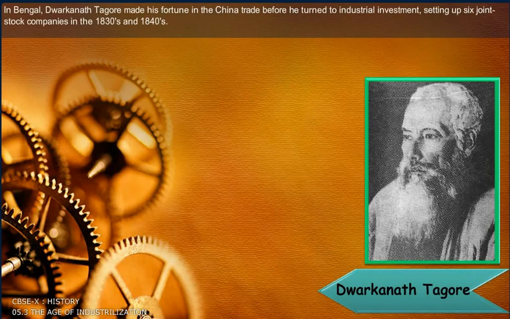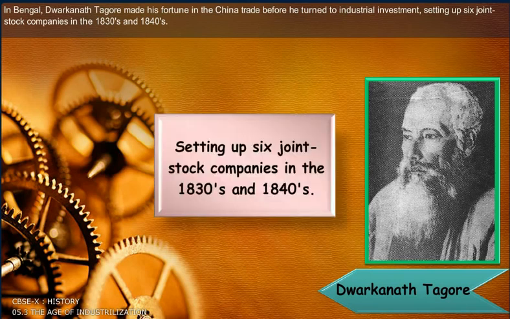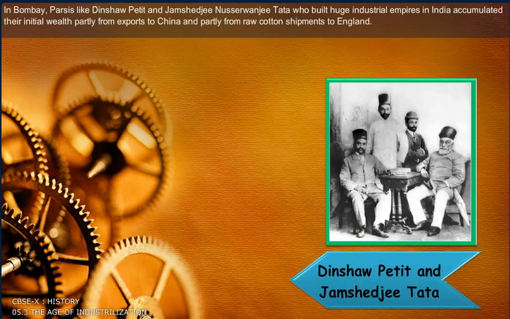In Bengal, Dwarkanath Tagore made his fortune in the China trade before he turned to industrial investment, setting up 6 joint stock companies in the 1830s and 1840s. In Bombay, Parsis like Dinshaw Petit and Jamsetji Nusserwanji Tata, who built huge industrial empires in India, accumulated their initial wealth partly from exports to China and partly from raw cotton shipments to England.